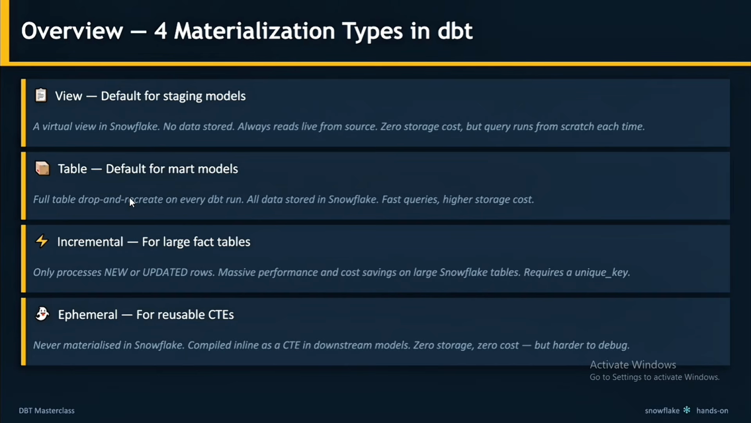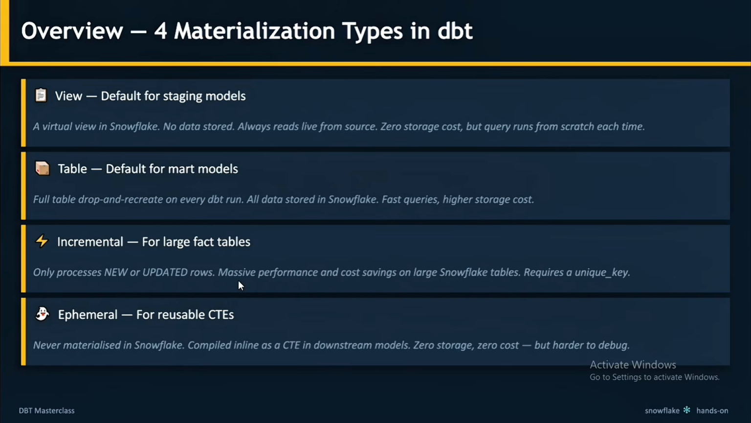Similarly, we have table. This means it drops and recreates the full table on every dbt run. All rows are stored in Snowflake. Queries on tables are fast because the data is pre-computed. But if you have 100 million rows, a full table rebuild takes time and uses Snowflake compute credits. Use tables for your mart models, the final analytics-ready tables that your BI tools query repeatedly.